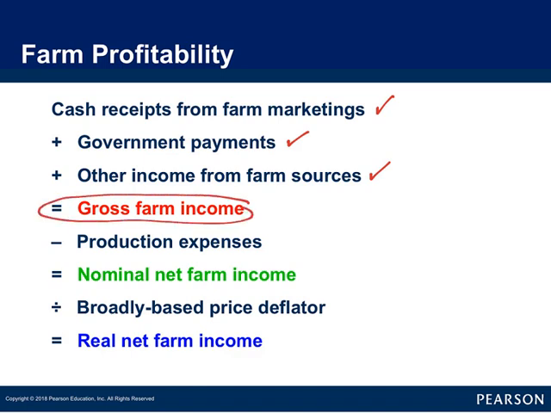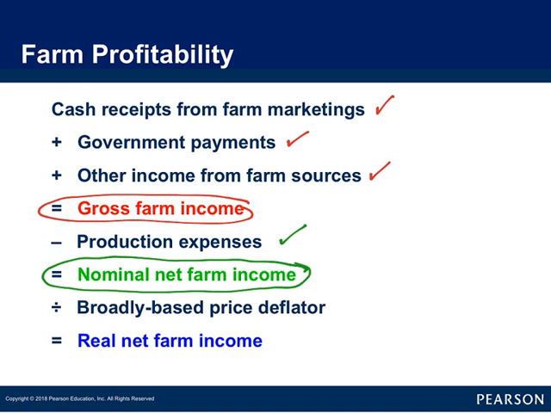Now, the gross farm income is just the money that has come in, and that's really about all. Bills have not been paid. Once we start to calculate the amount of our production expenses, the value of our labor, the value of the water, the seed, the feed, whatever our production expenses might be, we can take the gross farm income minus those production expenses, and then we'll have the nominal net farm income.